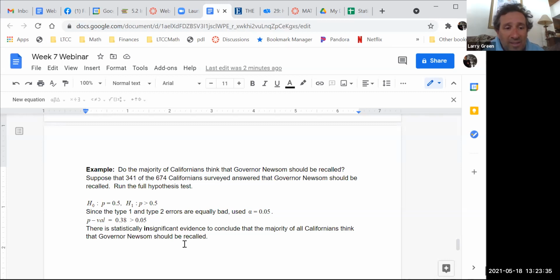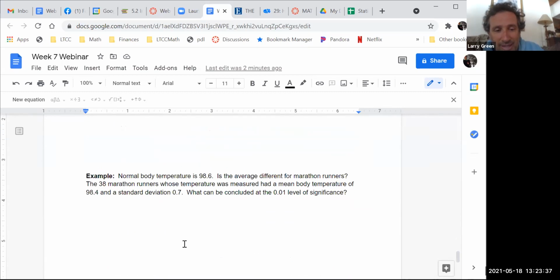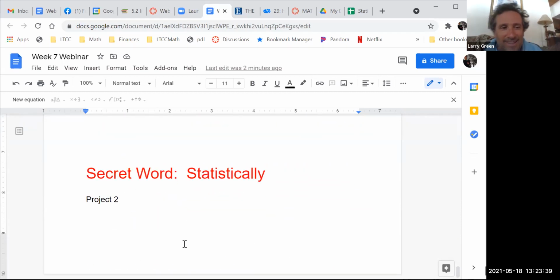Okay, if there are no questions, I want to do the next big thing, and that is the secret word. And the secret word is statistically, because whether it's significant or insignificant, it's statistically significant evidence or statistically insignificant evidence to conclude da, da, da. So the secret word is statistically.